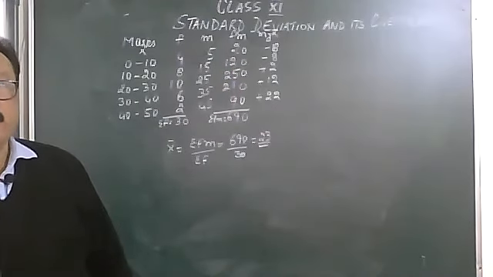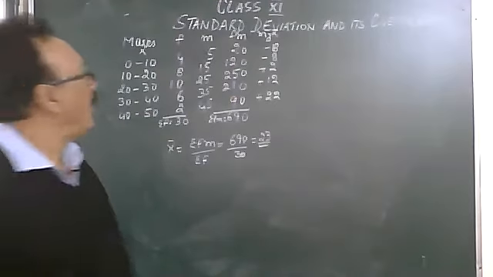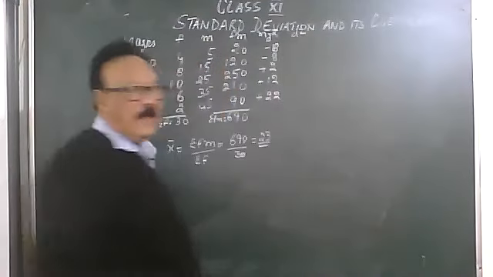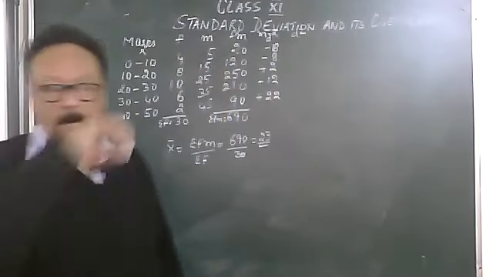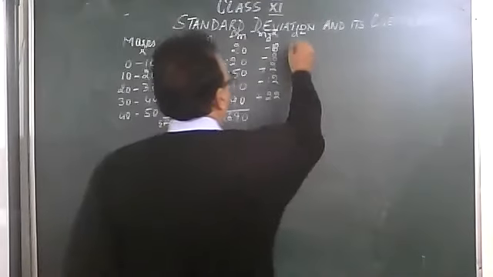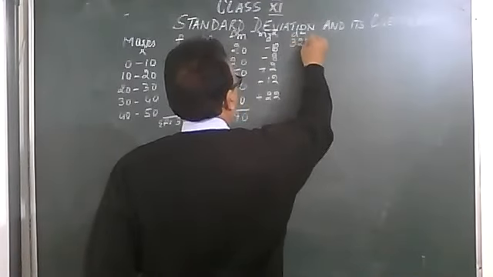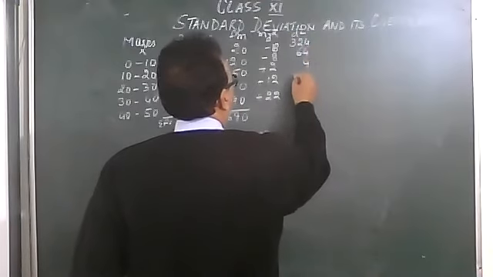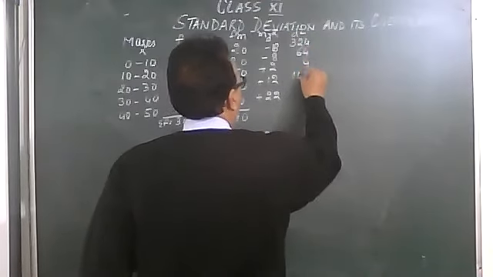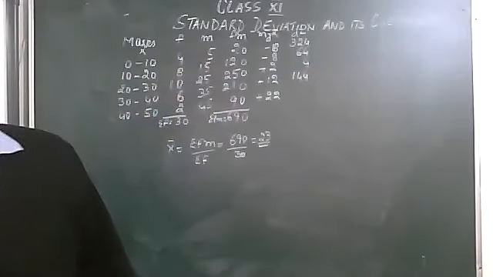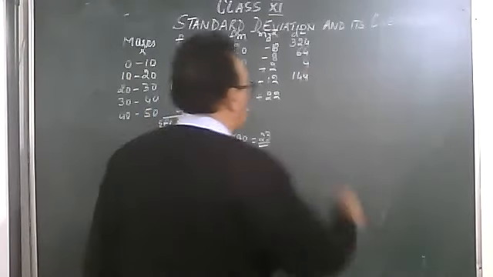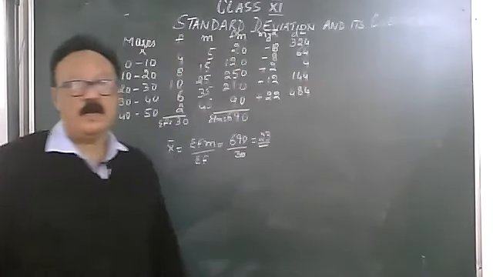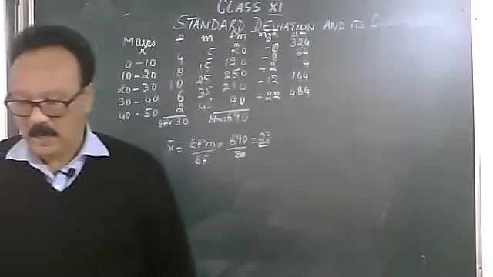To get rid of those signs, we must square this value, d square. 18 18s are 324. 8 8s are 64. 2 2s are 4. 12 12s are 144. 22 22s are 484. We got d square.